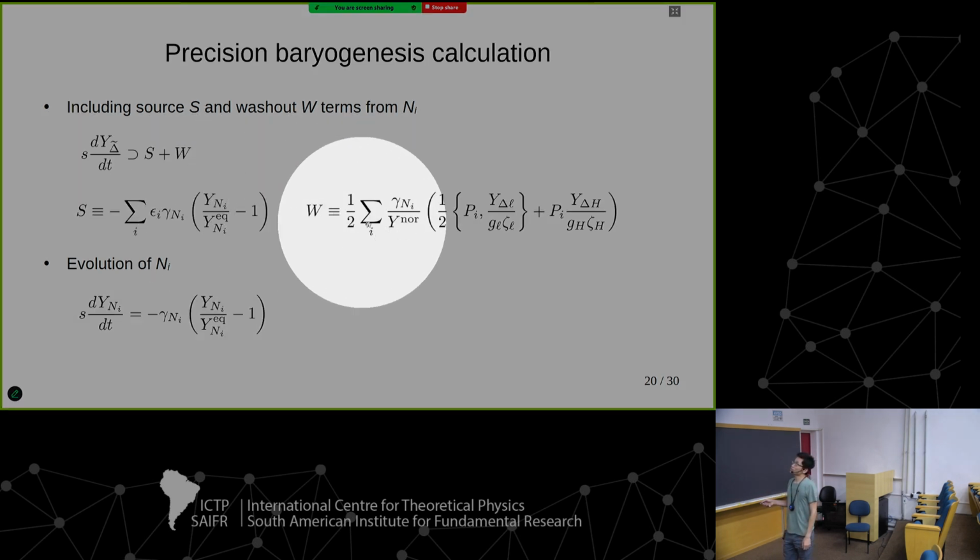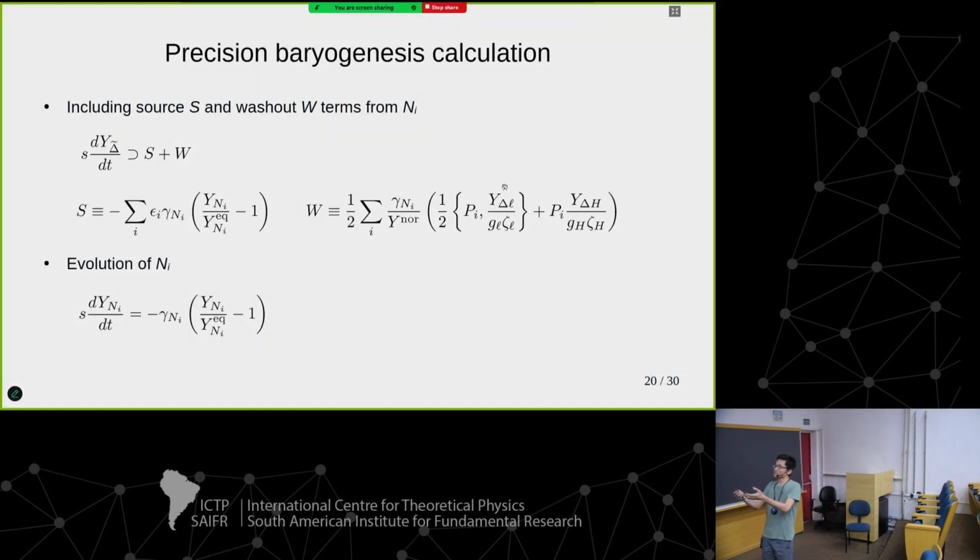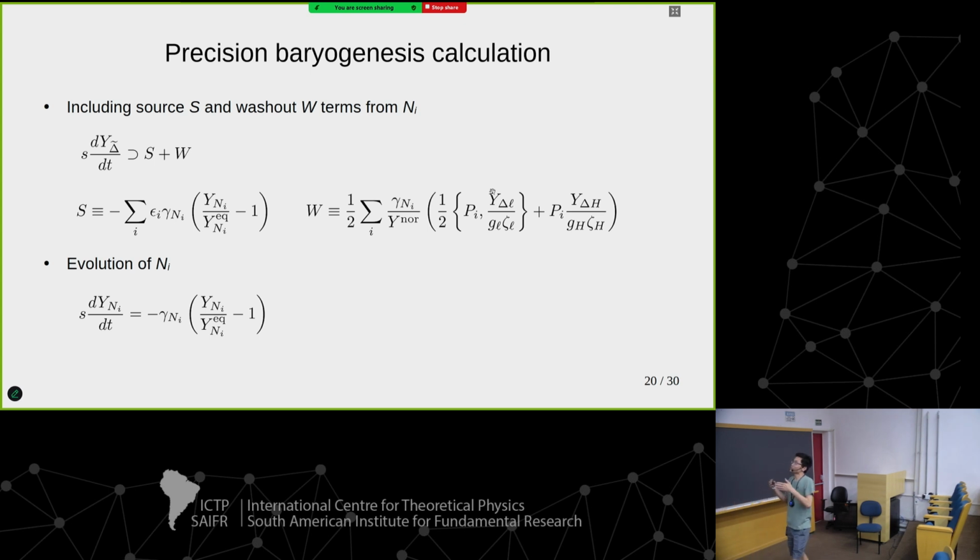And then the so-called washout rate, which is all from the inverse scattering or inverse decay. You can imagine if you create more anti-leptons than leptons, then the inverse process will be faster, with more anti-leptons scattering back. So it tends to bring you back to equilibrium. This is the so-called washout process.